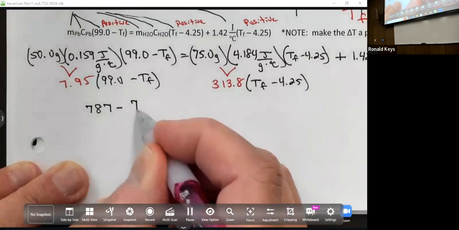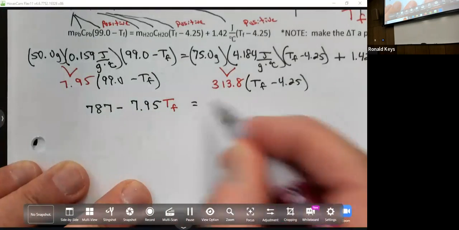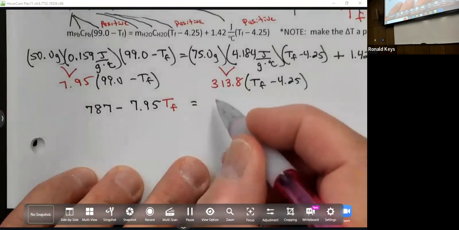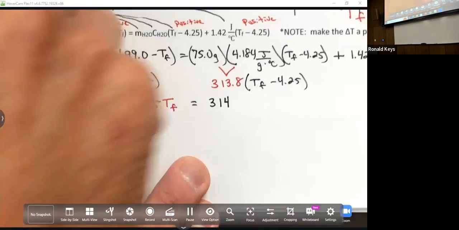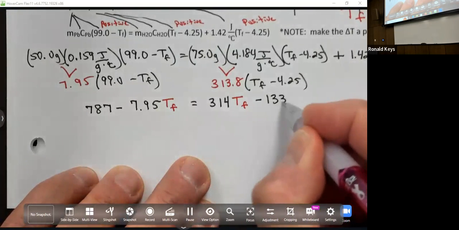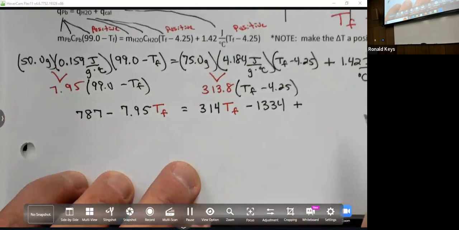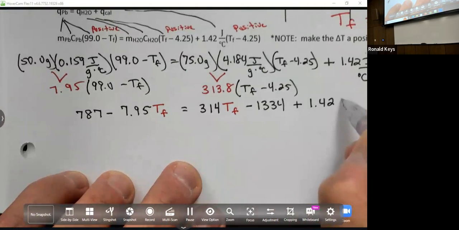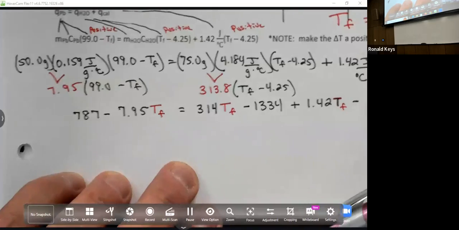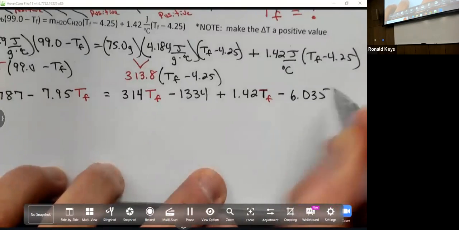787 minus 7.95 T final equals 314 T final minus 1334 plus 1.42 T final minus 6.035.